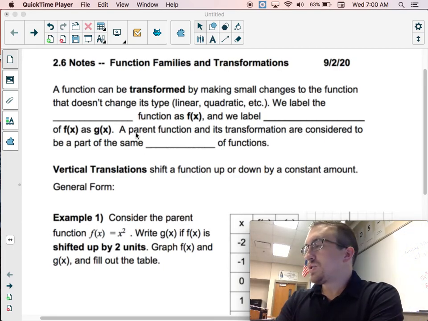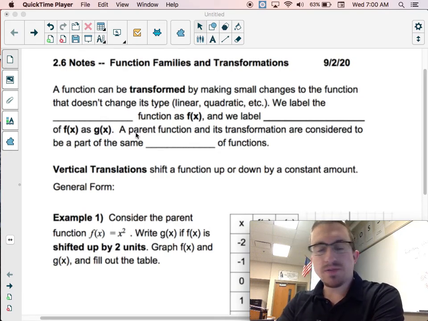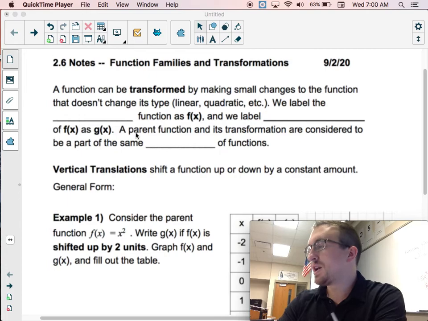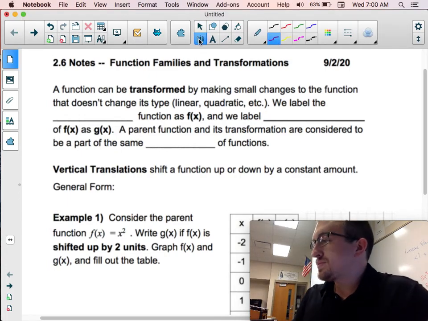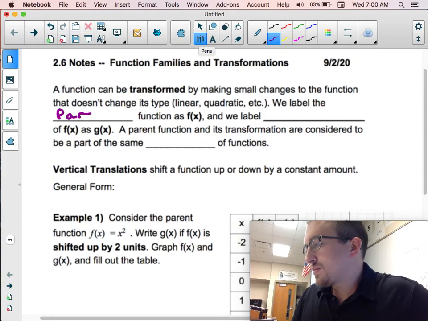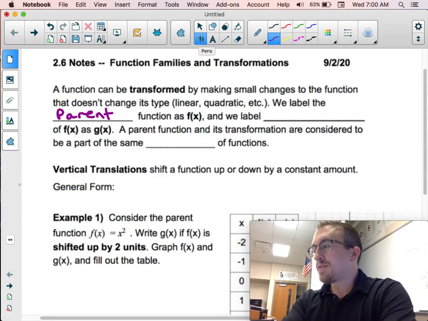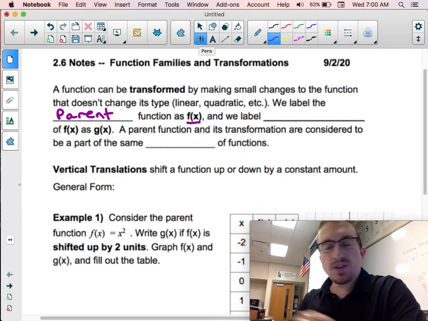Going to dive right into function families and transformations. A function can be transformed by making small changes to the function that doesn't change its general type. For example, I wrote here linear or quadratic functions would be different types of functions. So we'll label the parent function as f of x. That's just a convention.